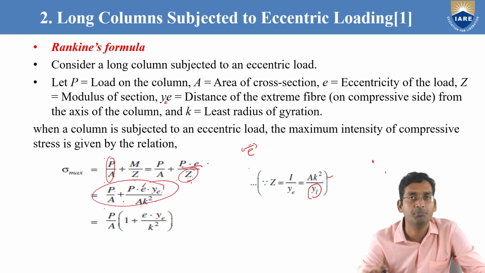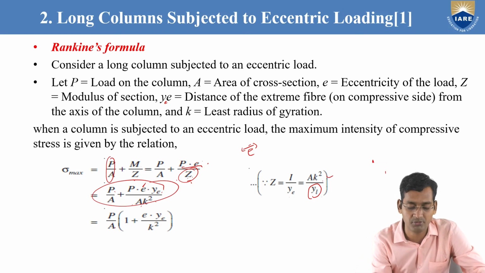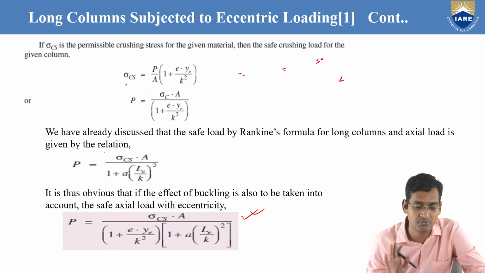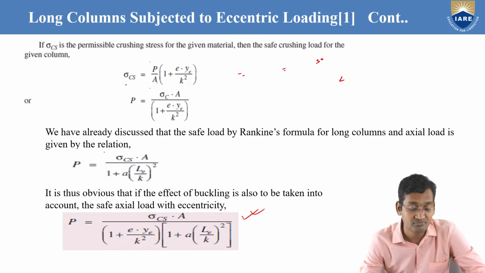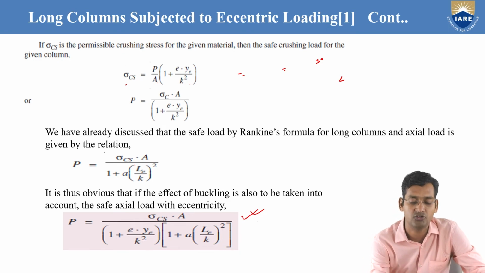In both terms, P by A is there. So take P by A common. After taking P by A common, 1 plus eY by K square. That is the sigma max. Now, in the case of permissible crushing, sigma max becomes equal to sigma CS. So sigma CS will be P by A into 1 plus eY by K square.